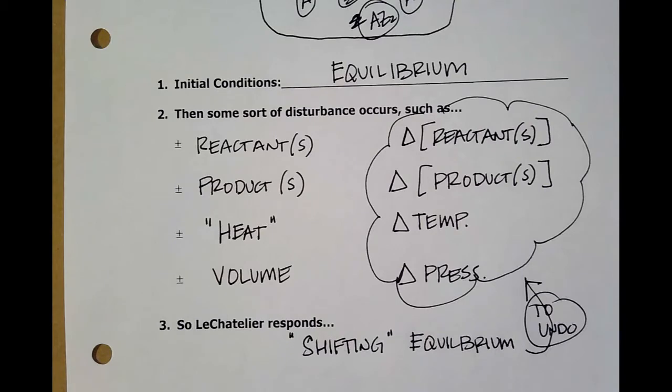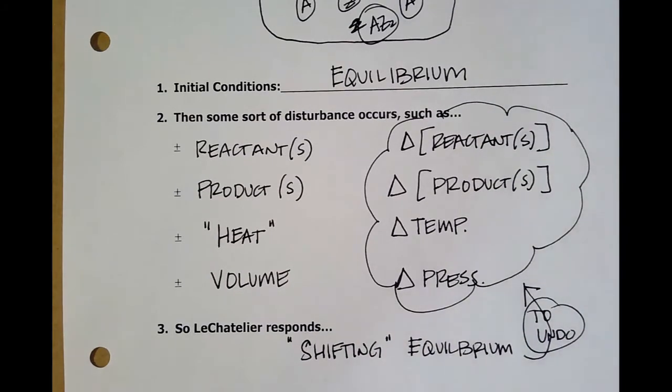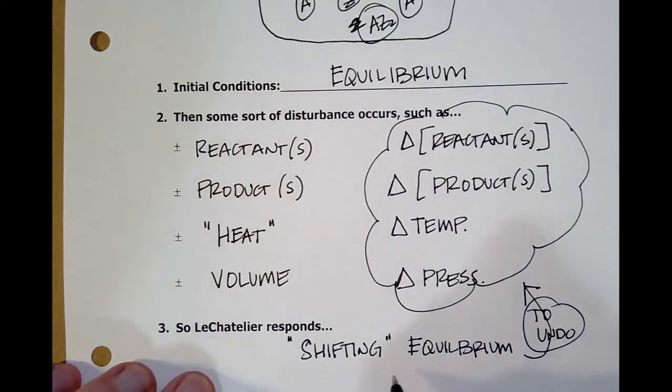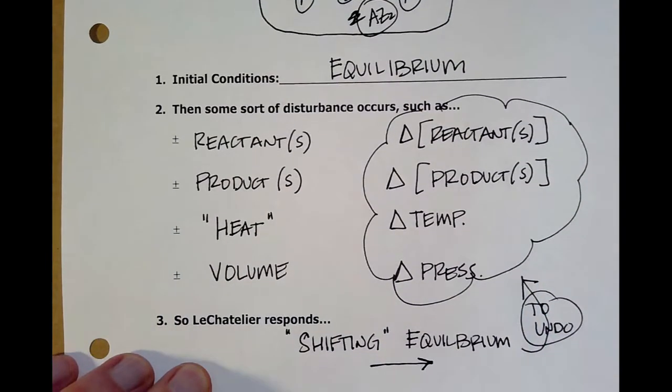That's the big idea. Now, shifting equilibrium, LeChatelier has two choices. LeChatelier says, you know what? I can make the forward reaction go if that will undo those changes.